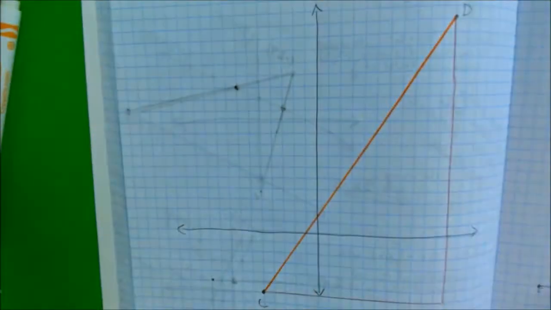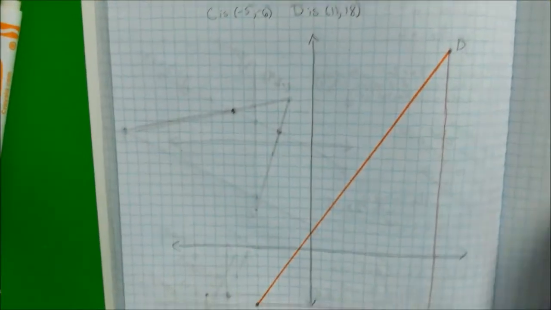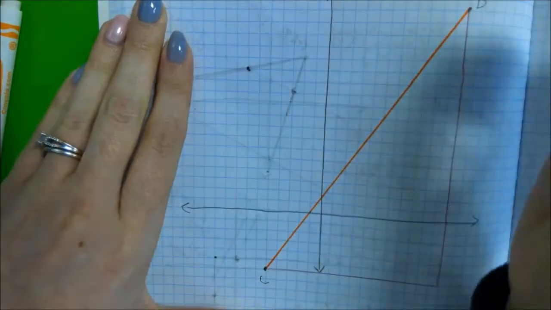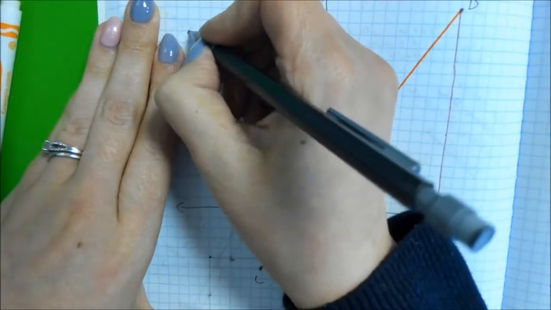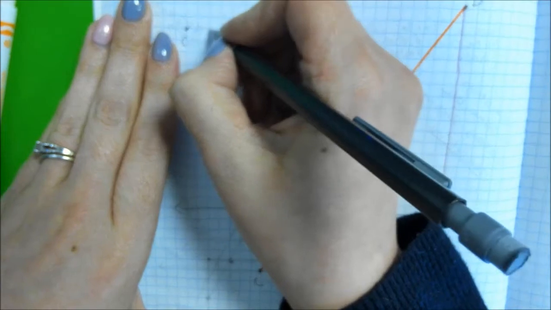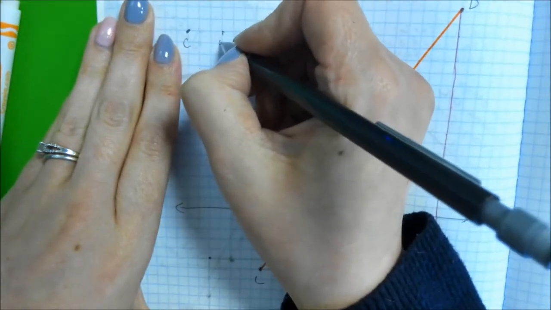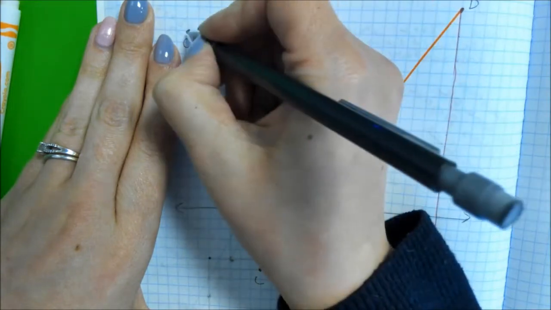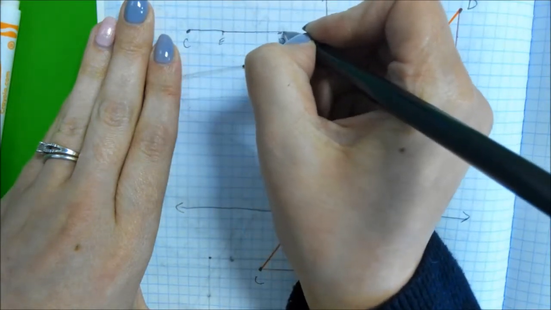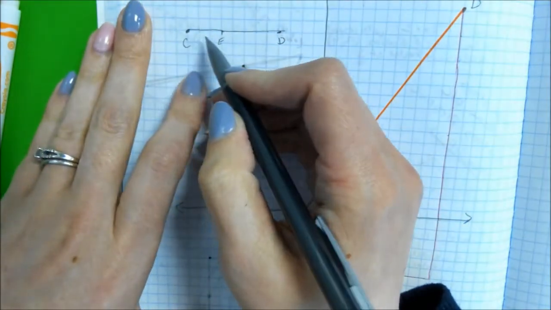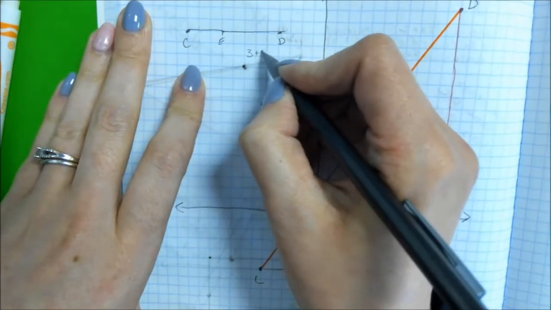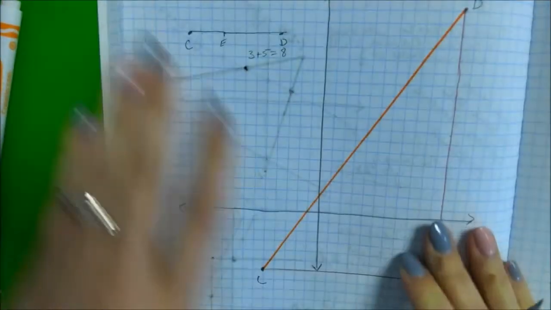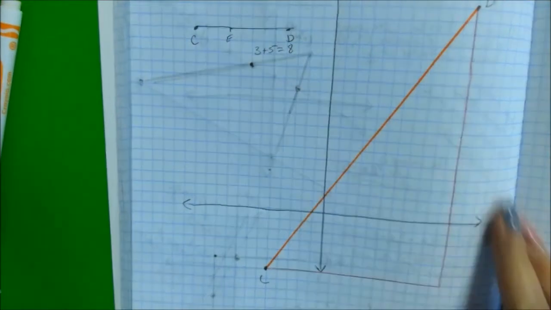So, if I'm thinking I want a ratio of 3 to 5, so just kind of brainstorming in my head, C, and then 1, 2, 3 to E, then 1, 2, 3, 4, 5 to D, it looks like to make this 3 to 5 partition, I'm going to need 8 equal pieces. Alright, so I'm going to cut this into 8 equal pieces.